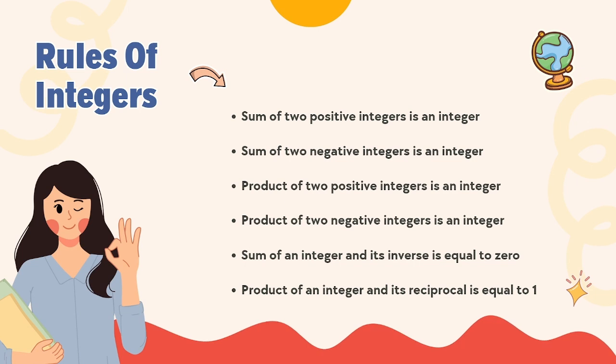Next, rules of integers. 1. Sum of two positive integers is an integer. 2. Sum of two negative integers is an integer. 3. Product of two positive integers is an integer. 4. Product of two negative integers is an integer.